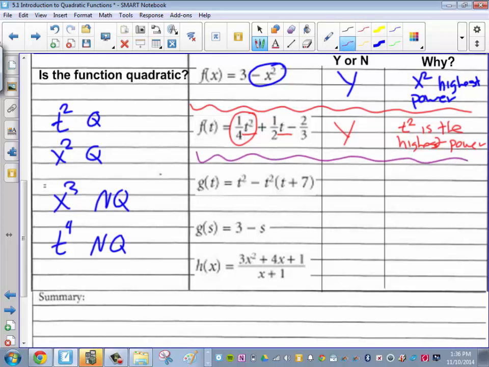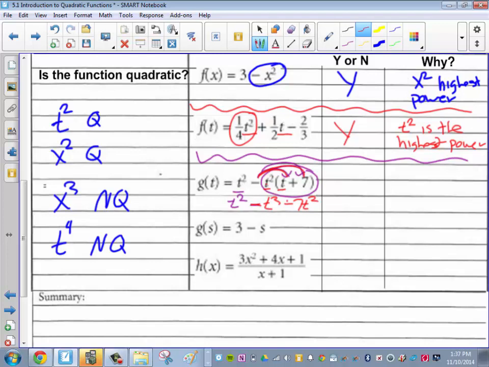Here we got t squared minus t squared times t plus 7. It's tough to tell from this one. We have a t squared right here, but we got to simplify this out before we go any further. So let's take this negative t squared and distribute here and see what we get. So I got t squared minus, actually we'll distribute with red just so you can see what I'm doing, minus t to the third, because t squared times t is t to the third, minus 7t squared.